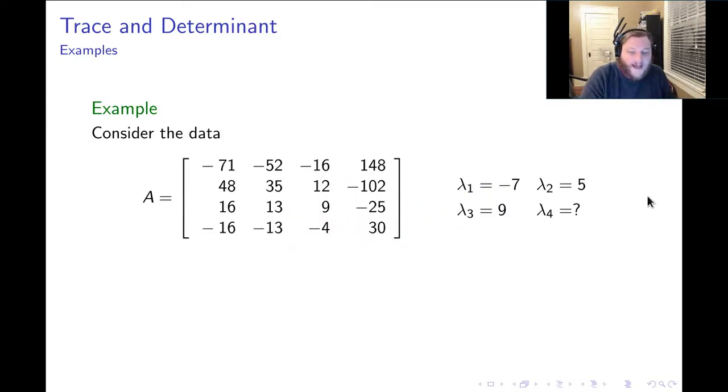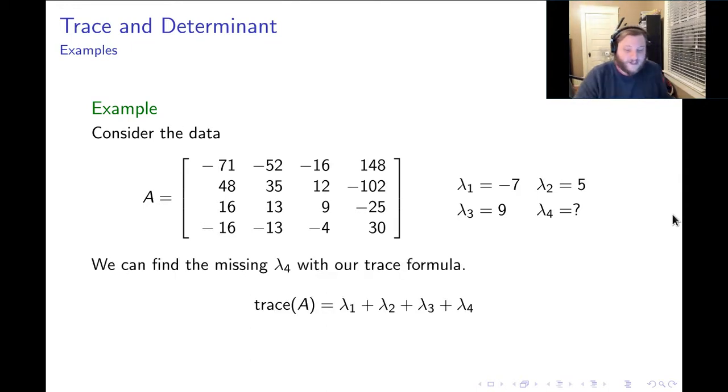Let's do one last example here. In this example, we are given a 4 by 4 matrix, and we are told some of the eigenvalues, but not all of them. We're told that one of the eigenvalues is lambda 1 equals negative 7. We're told that another eigenvalue is lambda 2 equals 5. Another eigenvalue is lambda 3 equals 9. But we're not sure what the fourth eigenvalue is. So the question is, how could we quickly figure out this fourth eigenvalue? Well, this looks like a job for trace.